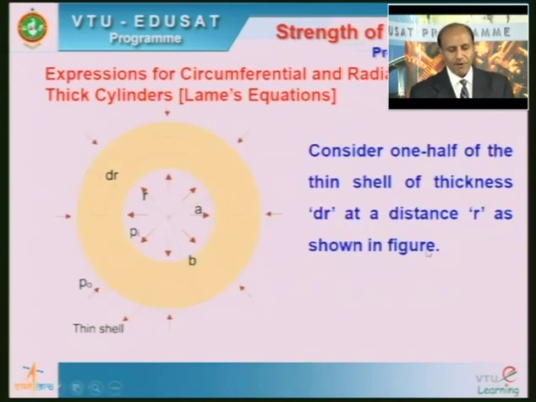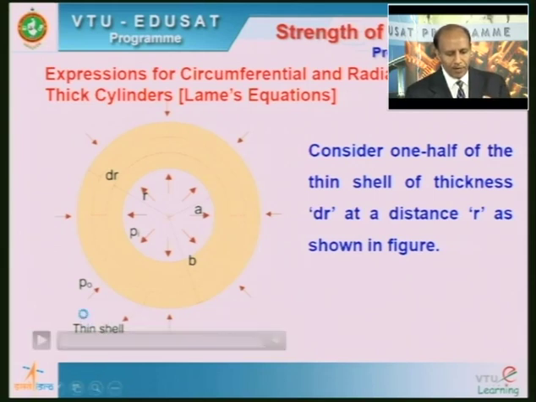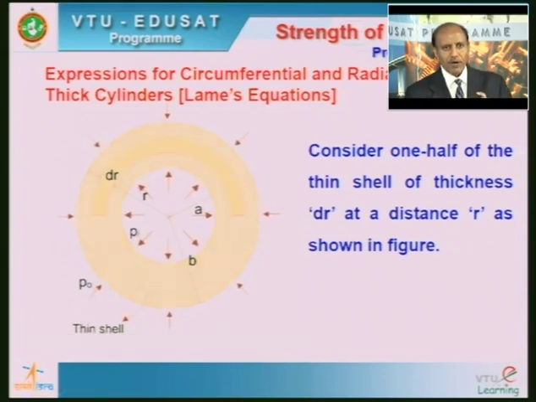So, once you have this, the next thing we are trying to talk about is picking up that thin shell. Look at it closely. You can clearly see how we pick up that thin shell at a distance of r. That is the thin shell that we have isolated from the thick cylinder.